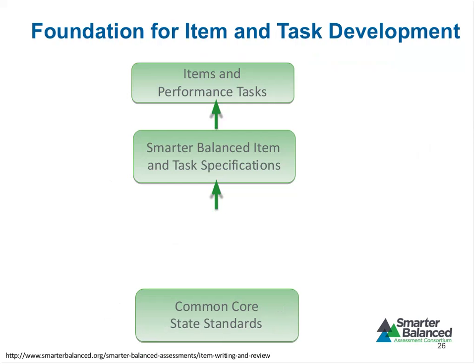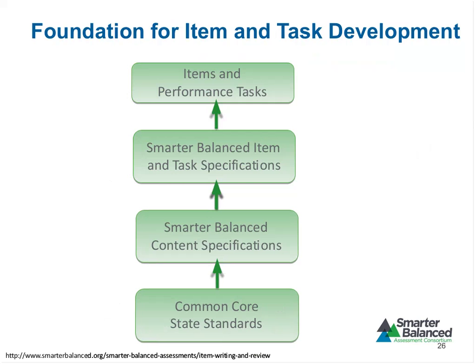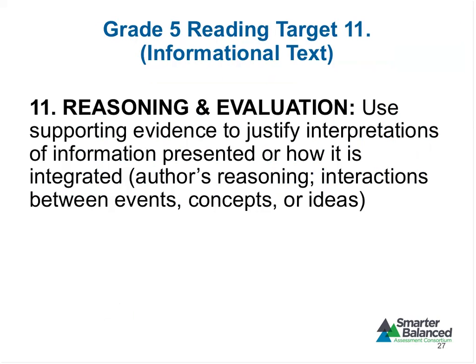Okay, and you can put the other one in there. I believe there we go. Okay, so we start with the Common Core standards. Then we have our content specifications that I've mentioned. You'll find those on the website. Then we have the item and task specifications, which say more specifically, this is the kind of item that you can have, or these are the kinds of things we'll ask kids to do. And then we actually have the items themselves, and we have the actual performance task. Next slide, please.